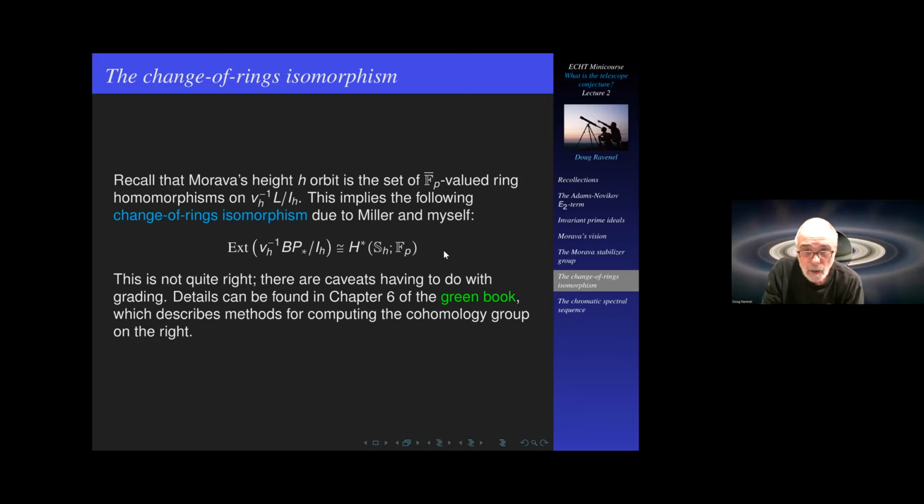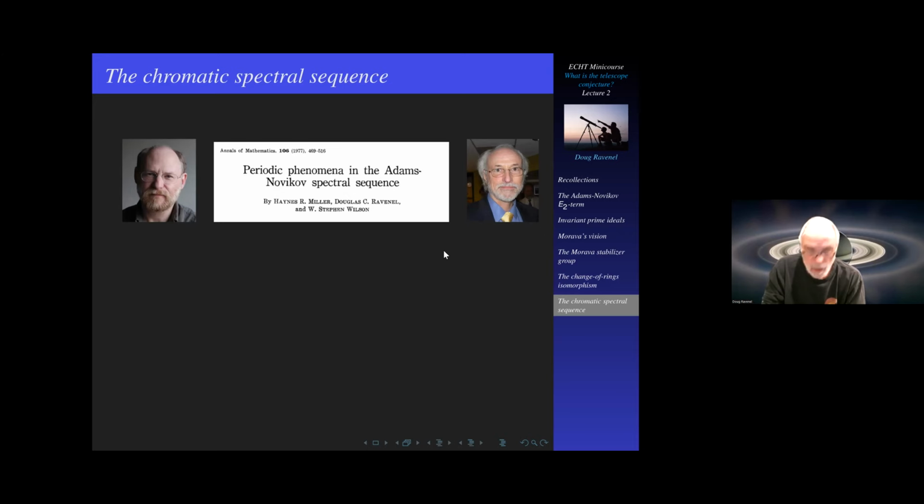And the green book, chapter 6, describes methods for calculating the cohomology of the Morava stabilizer group. Now, the chromatic spectral sequence. So this was first introduced in a paper that Haynes Miller, Steve Wilson and I wrote in the 70s.